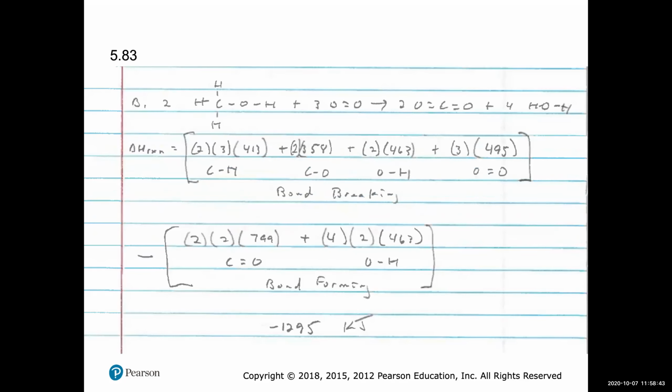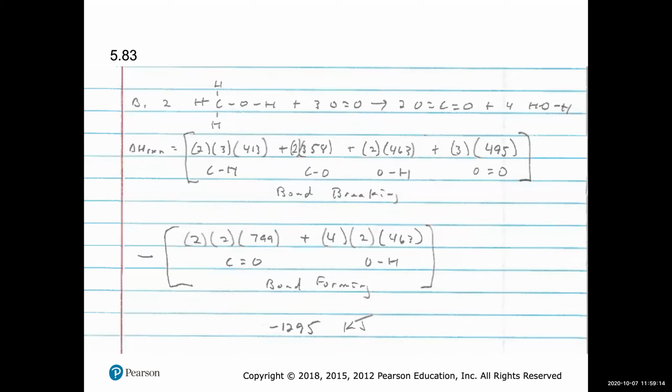Okay, let's take a look at this one, 5.83. With this one, we're going to use bond enthalpies. And once again, we'd look those up in a table or they'd be given to us. And we're going to use the bond enthalpies to estimate delta H. So here's our reaction written out, and it's written out in a way that we can see what the bonds are.